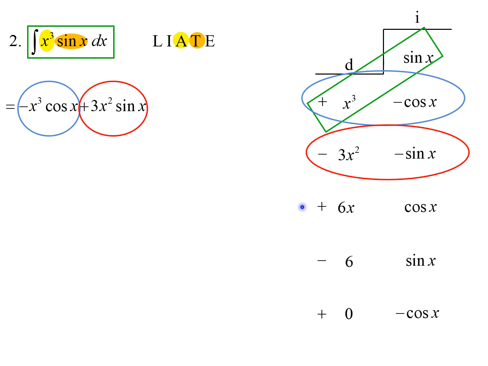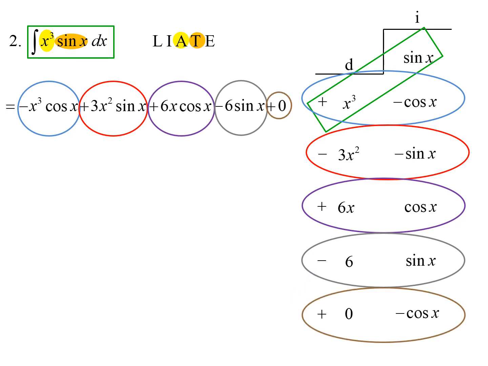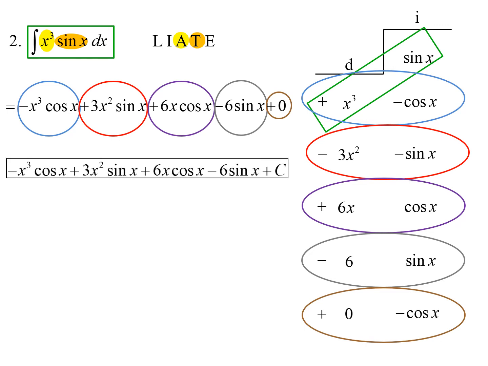So what we're going to do is keep it running by multiplying. So there's that one there, 6x cosine x, and then we have a minus 6 sine x. And then down here, well, we really don't have to write this, but you have a 0. So our final answer on this is that right there. We put our plus C there. Let's go to the next problem.